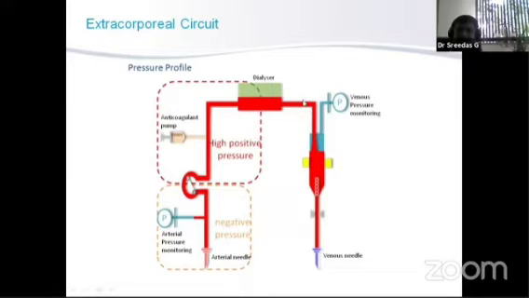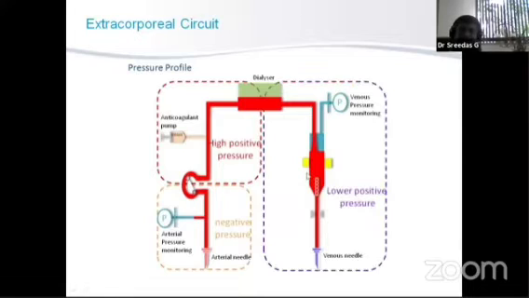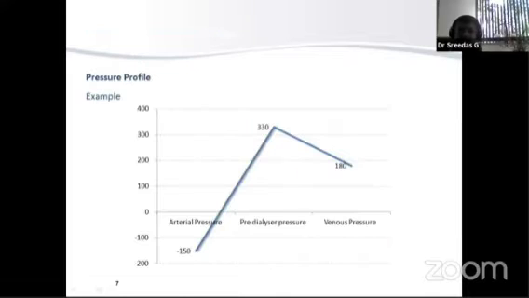And then it comes out, coming to the venous limb, where again it's a low pressure system. This is a high pressure system in the post-pump or pre-dialyzer arterial limb, but the venous limb is a lower pressure system. So this is the profile: in the arterial limb, before the pump, it is a negative pressure. After the pump, it is a positive pressure. And then in the venous limb, the pressure is coming down, but still positive.